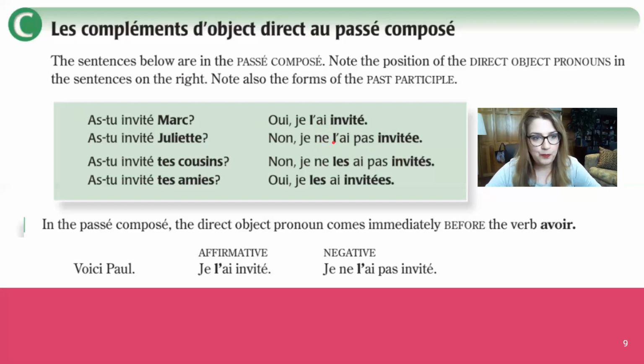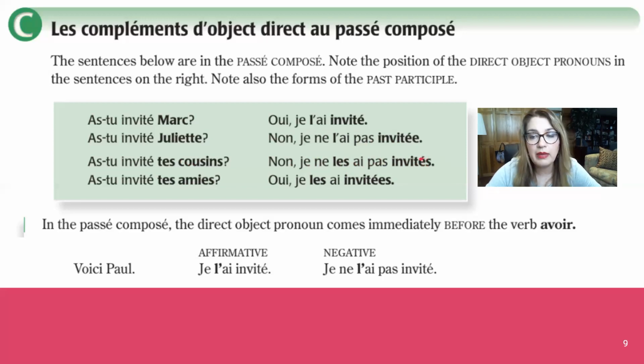object pronoun. As-tu invité tes cousins? Same thing here. We're looking at more examples. Have you invited your cousins? Non, je ne les ai pas invités. No, I have not invited them. We put ne and pas around the helper verb, and les is placed here, squeezed in before the helper verb. And ne pas are around the auxiliary verb. And we have the past participle at the end.